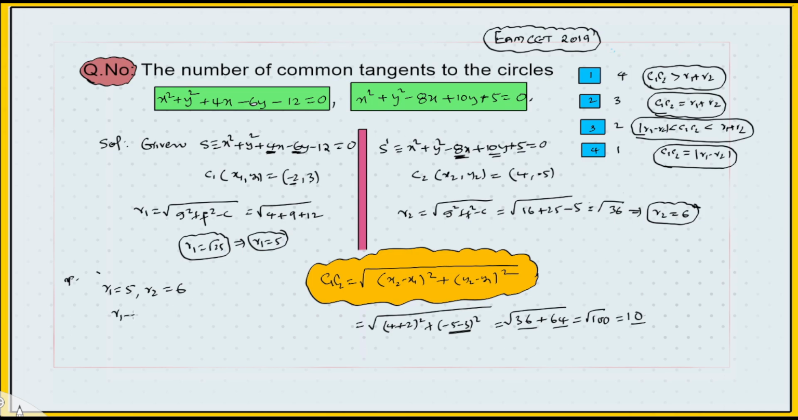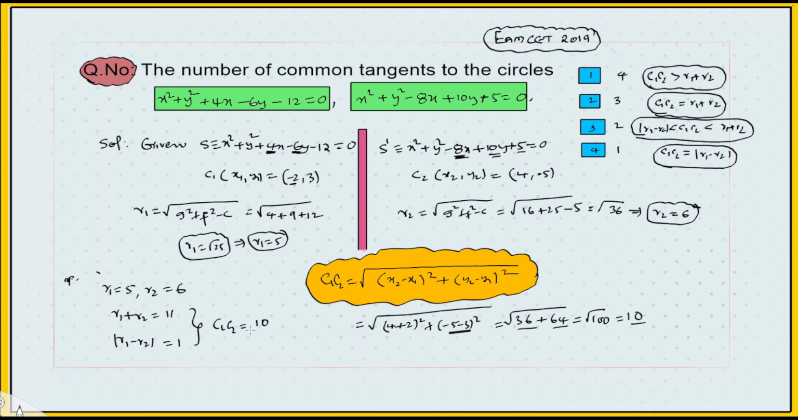And what about R1 plus R2? Sorry, 6 plus 5 is 11. R1 plus R2 is 11. Next, what about mod R1 minus R2? 6 minus 5 is 1. And what about C1C2? That is 10.